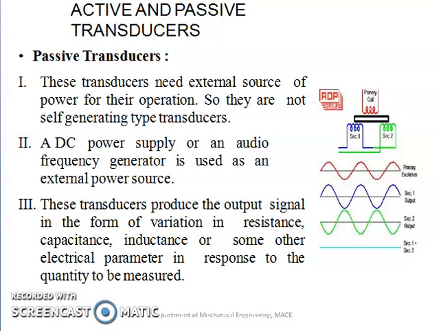Now let us see passive transducers. Passive transducers need an external source of power for their operation. So they are not self-generating type transducers. Normally a DC power supply or an audio frequency generator is used as an external power source. These transducers produce the output signal in the form of variations in resistance, capacitance, inductance or some other electrical parameter in response to the quantity measured.